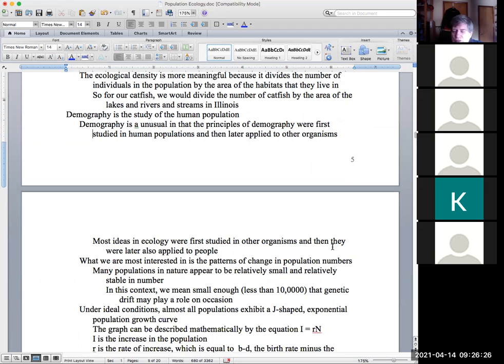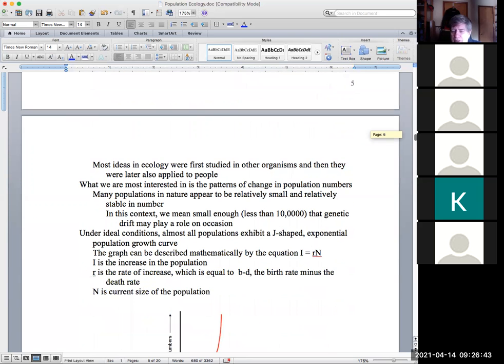So demography is unique in the sense that it was first studied in regards to people. So we will talk about some examples with humans, more than we have maybe with some of our other topics. But we do want to keep in mind that the ideas we're talking about do apply to other organisms.